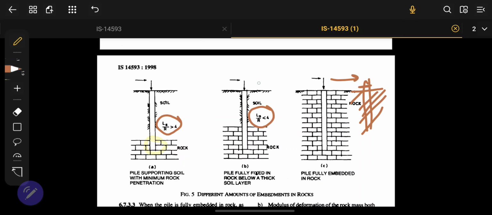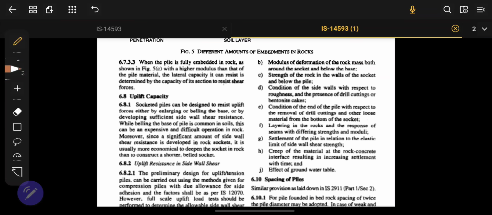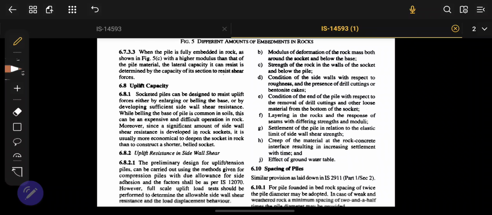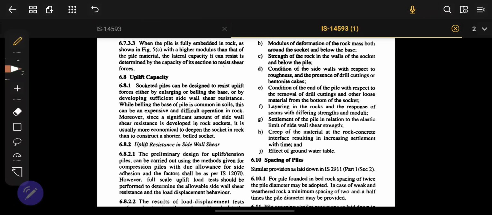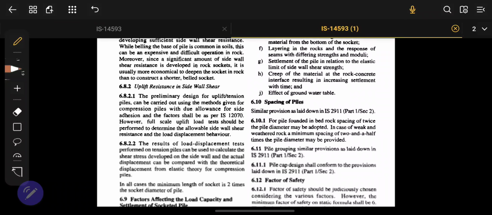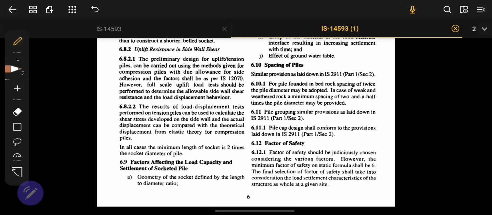For this intermediate case, we have to refer to IS 2911 Part 1 Section 4, lateral load capacity, and extra C. Uplift capacity is nothing but the skin friction plus the weight of the pile, after removing the end bearing resistance.